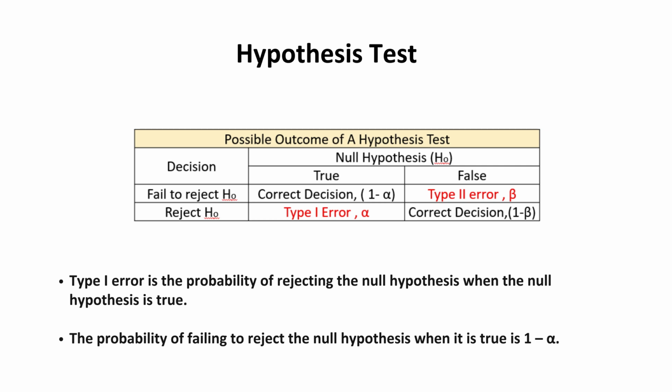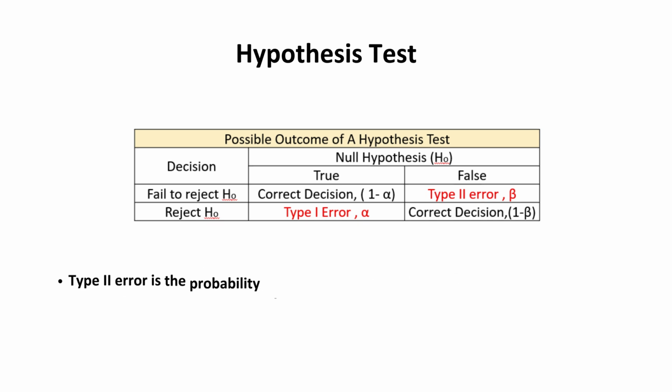In hypothesis testing, the value of alpha is predetermined and represents the probability of rejecting the null hypothesis when it is actually true. Therefore, 1 minus alpha represents the probability of not making a type 1 error, which is the probability of correctly accepting the null hypothesis.